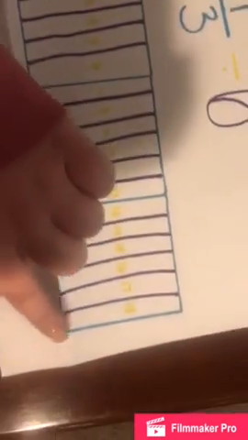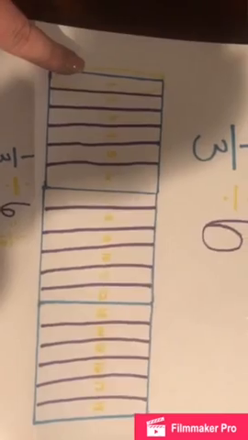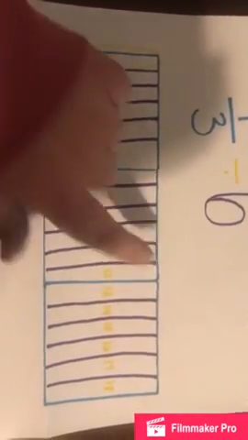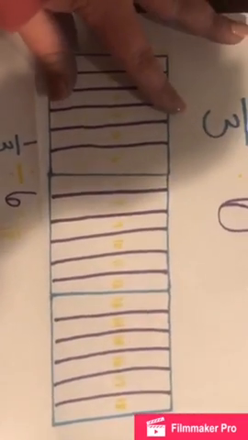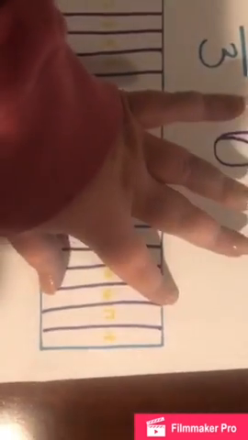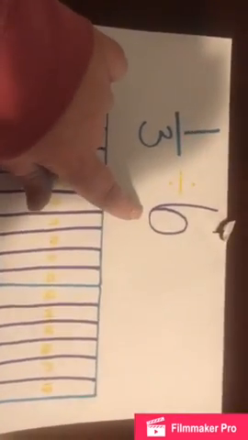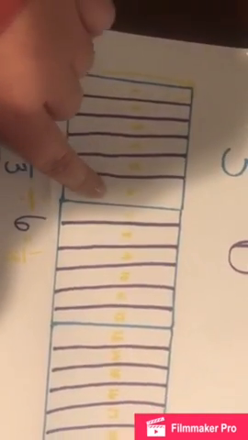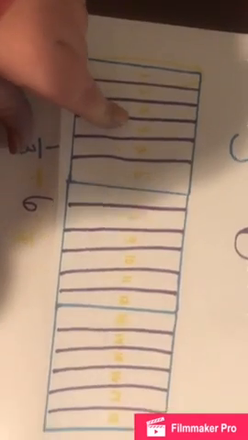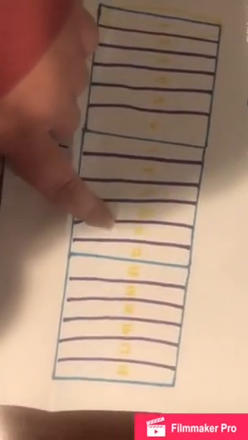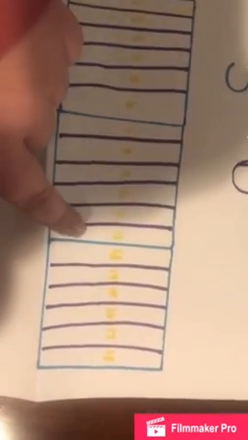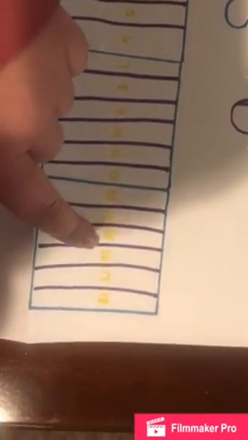So I start with one big box, which is represented by my blue box right here. I started with one big box, and I divided it into thirds. So you can see that I have 1/3, 2/3, 3/3. So that equals one whole box. And then I divided each of the thirds into 6 pieces. So here's 1, 2, 3, 4, 5, 6 in my 1/3 box. And here's 7, 8, 9, 10, 11, 12 in my 2/3 box. And then here's 13, 14, 15, 16, 17, 18 in my 3/3 box.